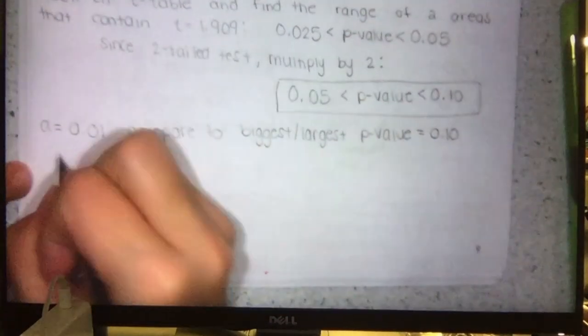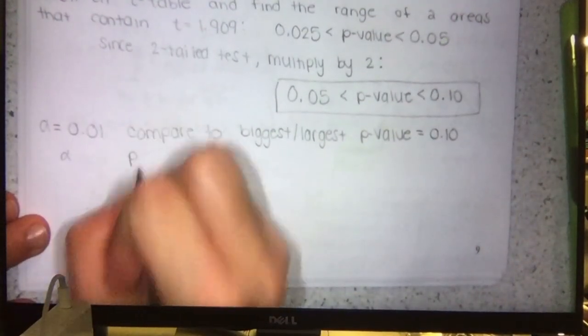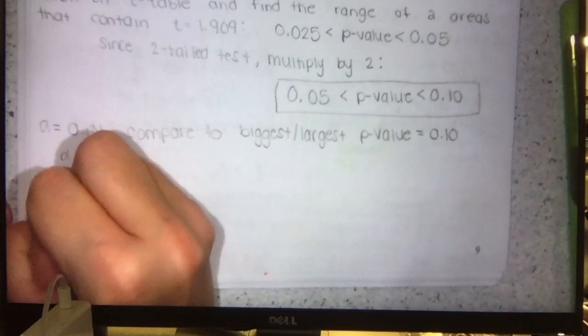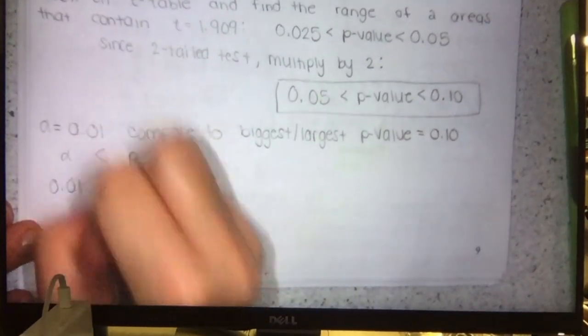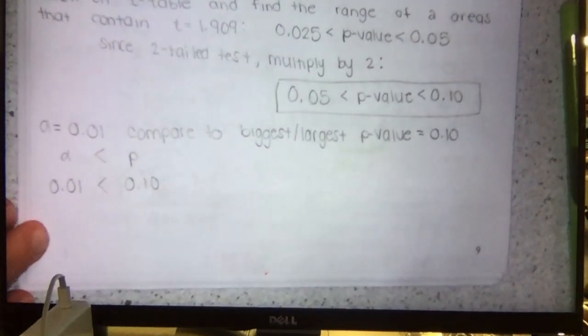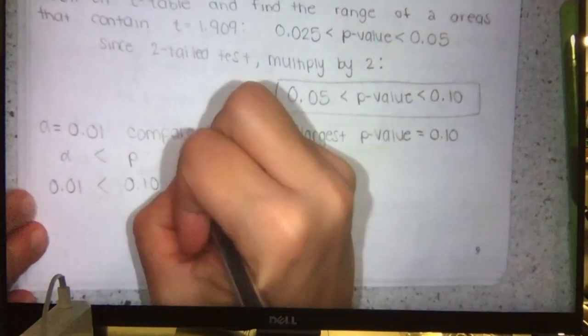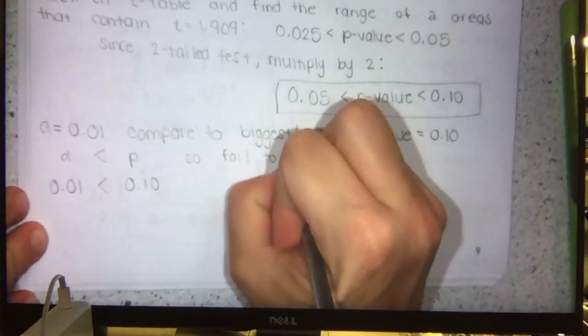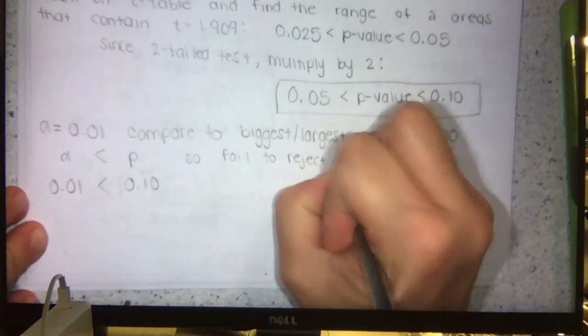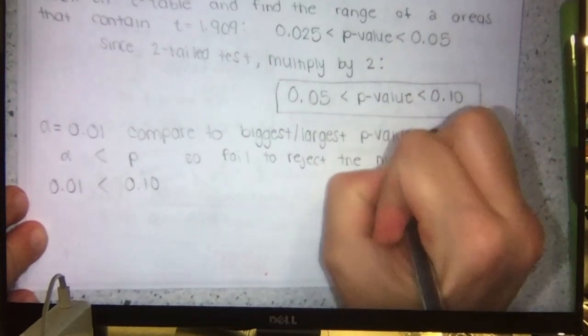So I can see that my alpha compared to my p-value: my alpha is 0.01, my p-value is 0.10. Our p-value is larger. So that means we're going to fail to reject the null. So fail to reject the null.